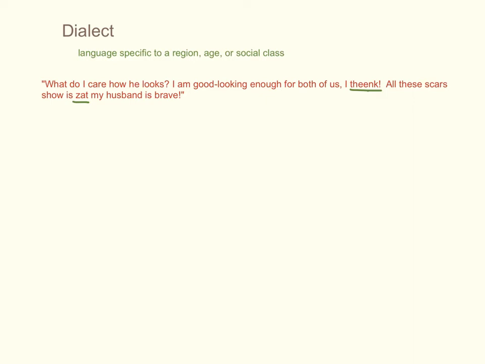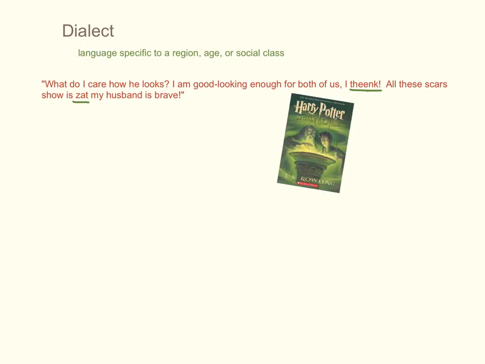But if you have trouble when you're reading accents or dialects in literature, it's always kind of fun to read it out loud if you're struggling. So in this case, this one's pretty simple. This is from Fleur Delacour in Harry Potter and the Half-Blood Prince. Feel free to pause it and do your best French accent.